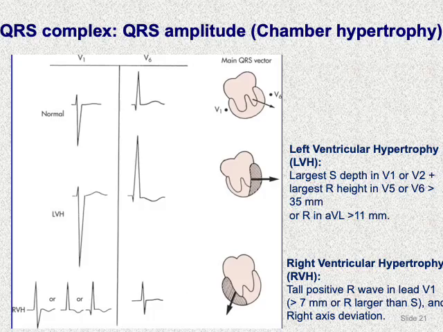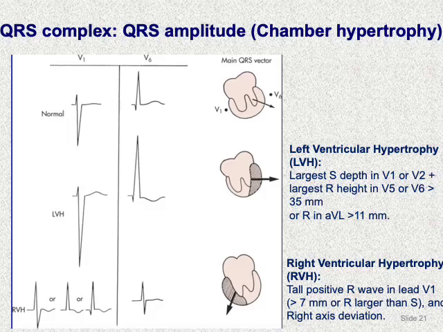As regards ventricular enlargement, we know this is a normal QRS amplitude. Left ventricular enlargement is usually an exaggeration of the normal. So we have tall R in V6 and deep S in V1 and V2.